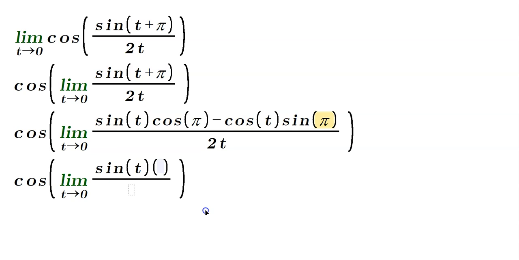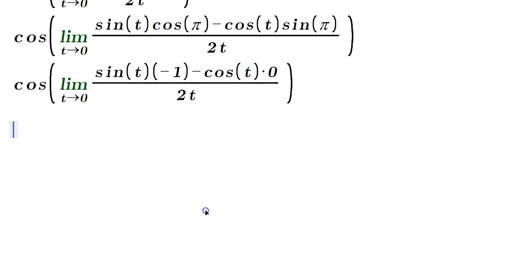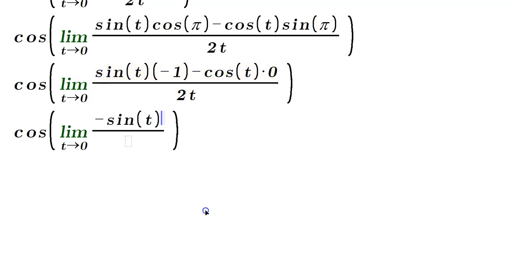Cosine of pi is -1. Negative cosine of t is just that, negative cosine of t, but sine of pi is 0. And then the bottom you still have the 2t. So then we continue down below here. You're going to have the cosine, the limit as t approaches 0 of that negative sine of t now. Negative cosine t times 0 is 0. It goes away. Then you have 2t left over in the bottom.